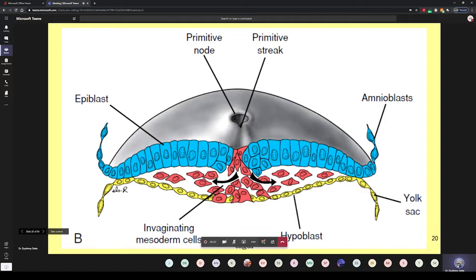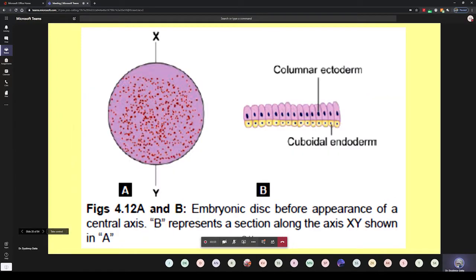Fine. Take a look at those blue cells moving inwards to become brownish. Those are the ones which are going to form our mesoderm, right? And as we said in those slides of the SLOs, what is the first?